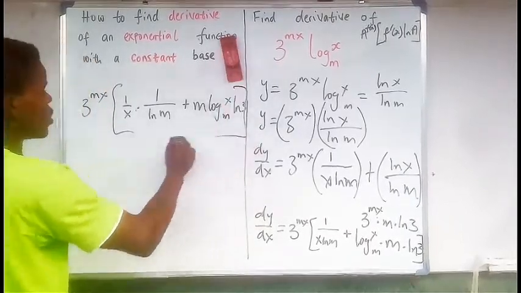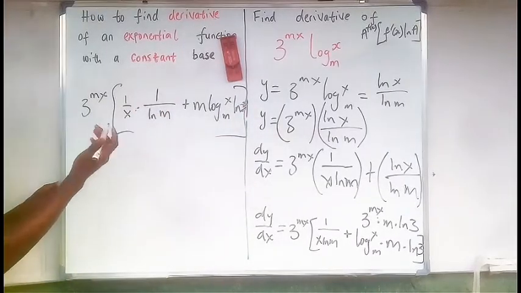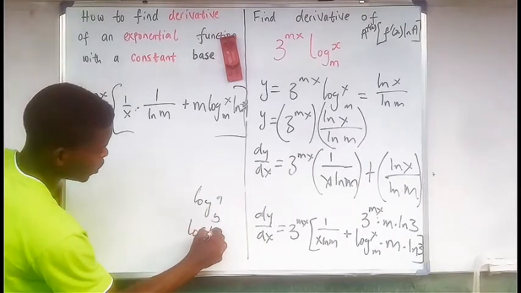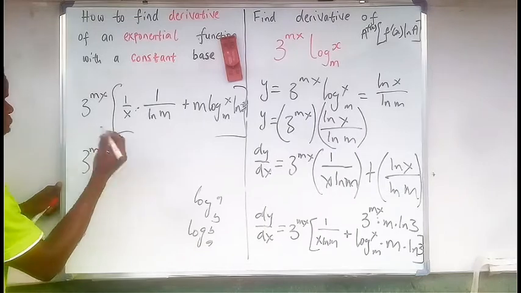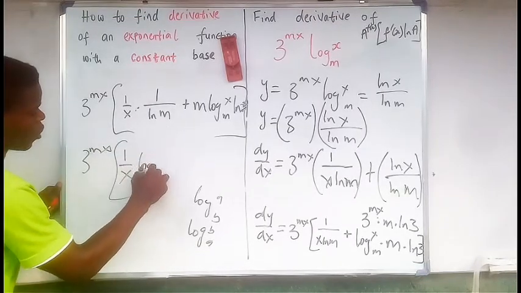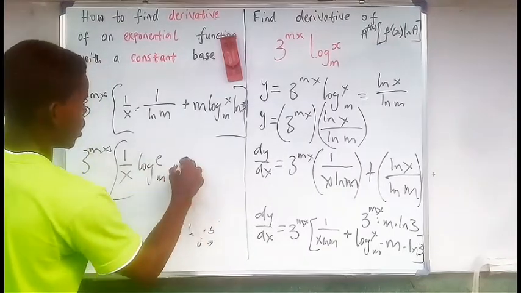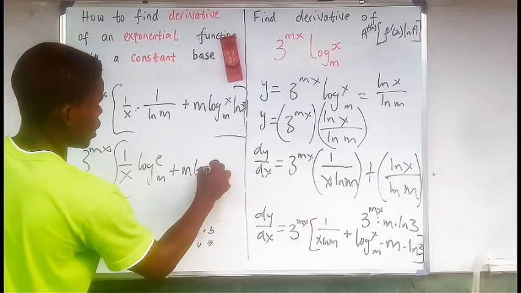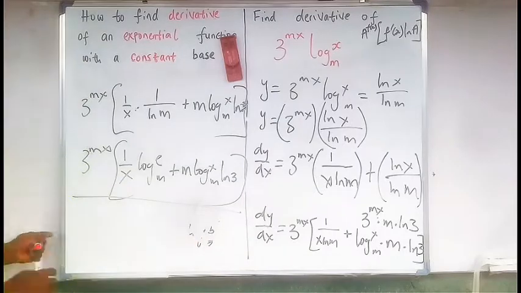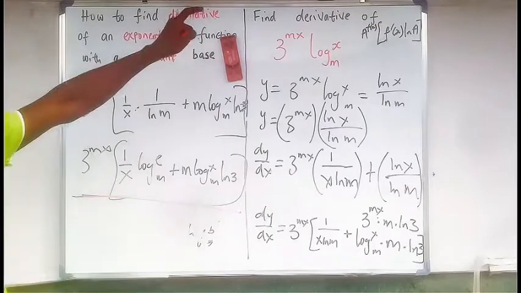Right, so at this point, I'm going to say that the inverse of a logarithm, okay, if you have log of a to base b, take the inverse, it's just going to be log of b to base a. So I'm just trying to simplify. Already we've gotten the solution. That becomes 1 over x times log of e to base m, plus m log x to base m times ln 3. So this can be okay for us, or we can even stop before this step. But I want you to understand how it's been done.